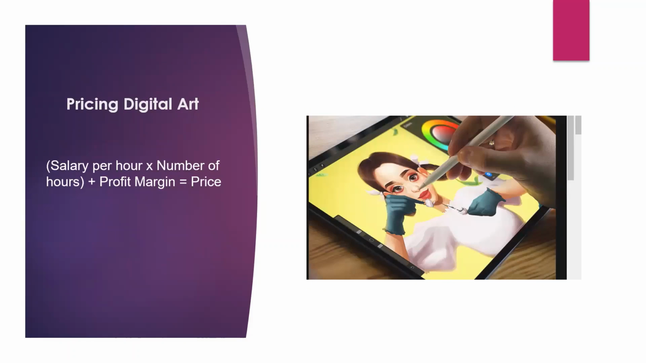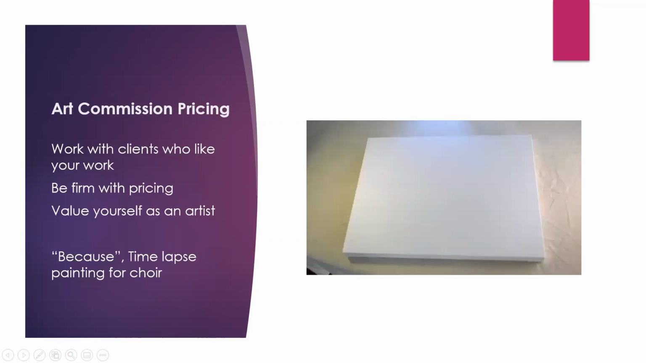What about digital art? So you don't have actual materials that you're going to buy, but that can be priced using a wage, a salary per hour, times the number of hours used to create the work, plus the profit margin, which would give you a price. You're not going down to the store to buy materials, but you still have to find a way to price the artwork objectively. So that can give you a price.